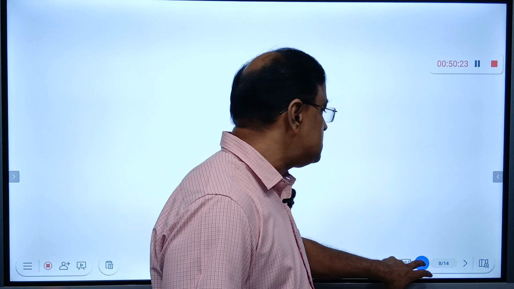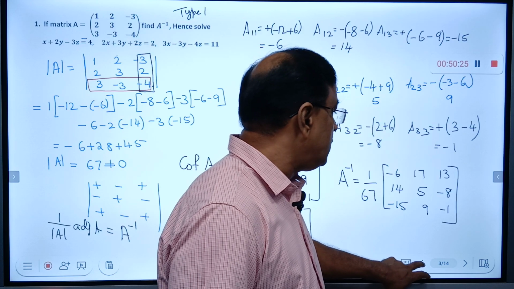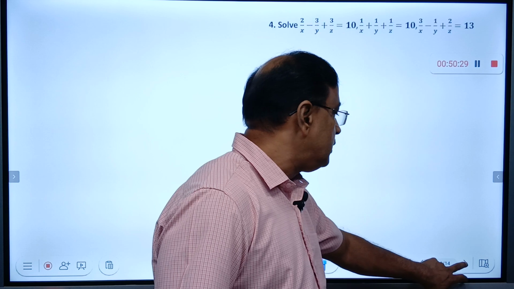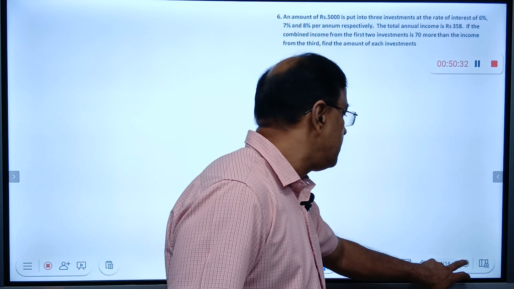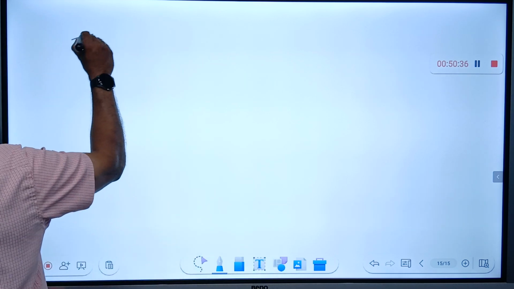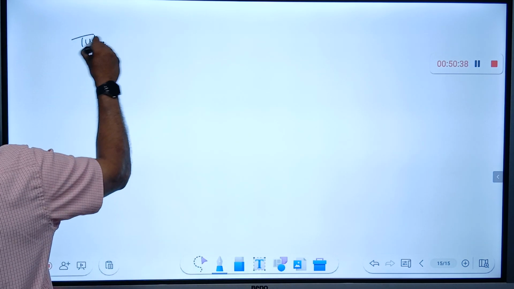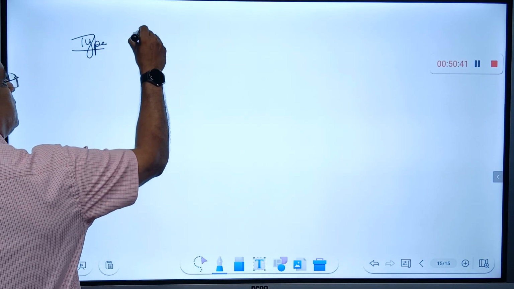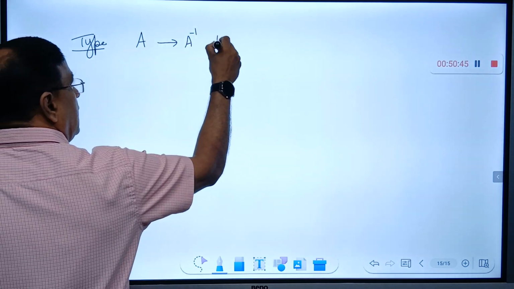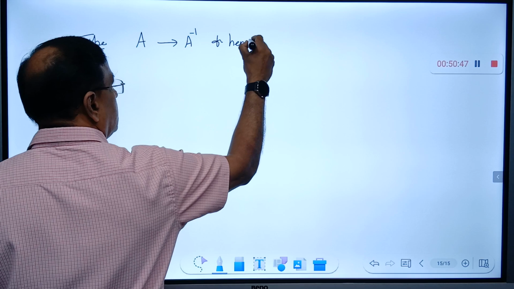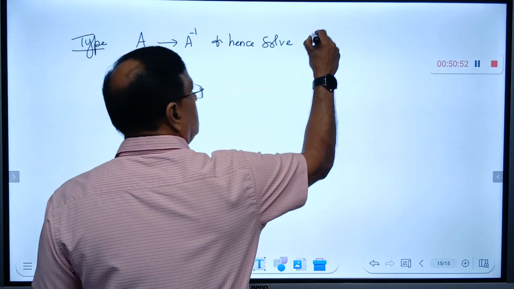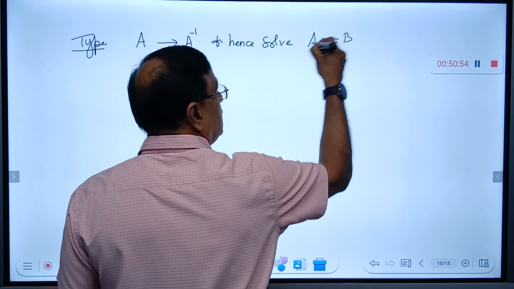Now, even though it's getting late, I'll give a quick recap of whatever we have done today. The recap is: first type. What is the first type? The first type of question is, I have given a matrix A. They asked you to find A inverse and hence solve, right? That was pretty straightforward. What you did, you got AX equal to B and you multiplied by A inverse.